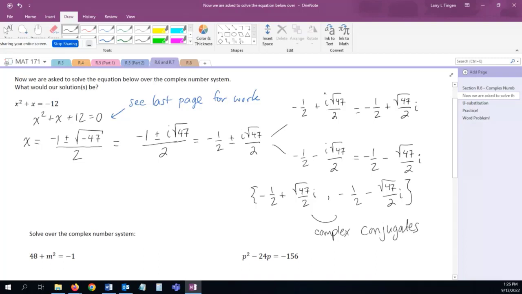Right? Conjugates are just a plus b, a minus b. We multiplied them so that we could get radicals off the denominator. We're going to run into them again here. They're complex instead of rational because they have an i in them. That's the only reason. All right, so this is what solutions can look like.